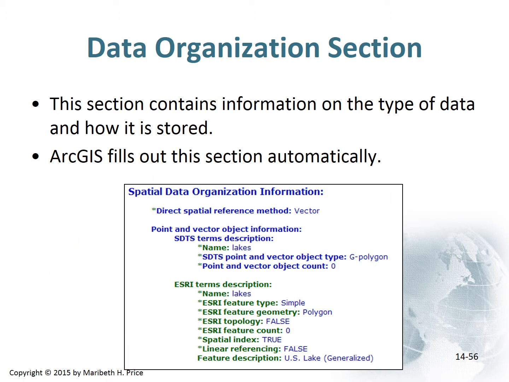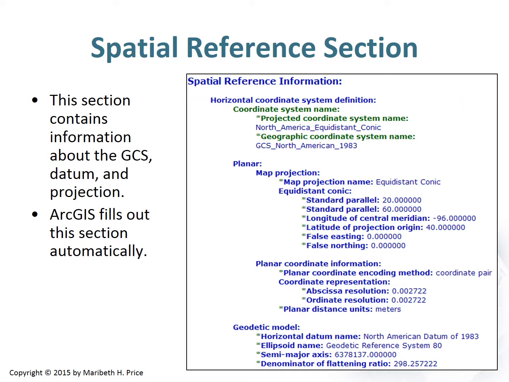Data organization. This section contains information on the type of data and how it's stored. The good thing is ArcGIS fills this out automatically. Spatial reference. This contains information on the GCS, the datum, and the projection. Again, this is filled out automatically.